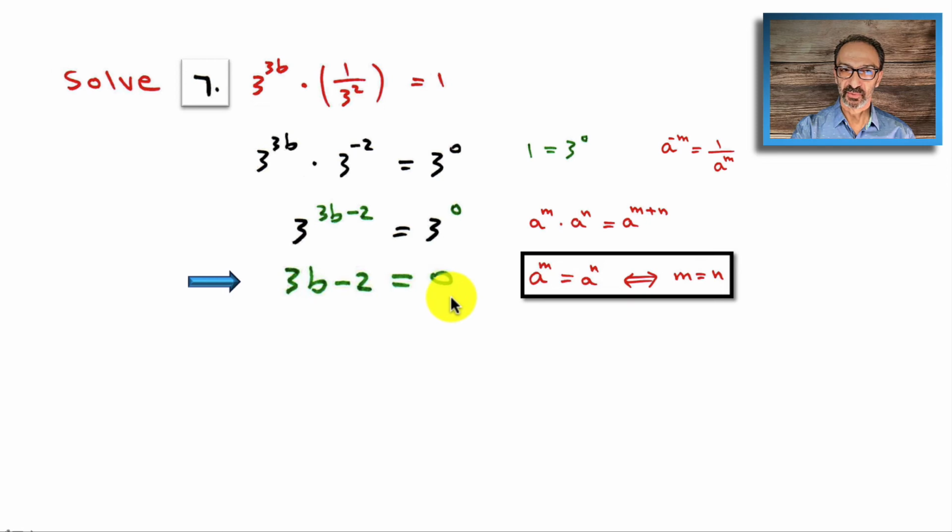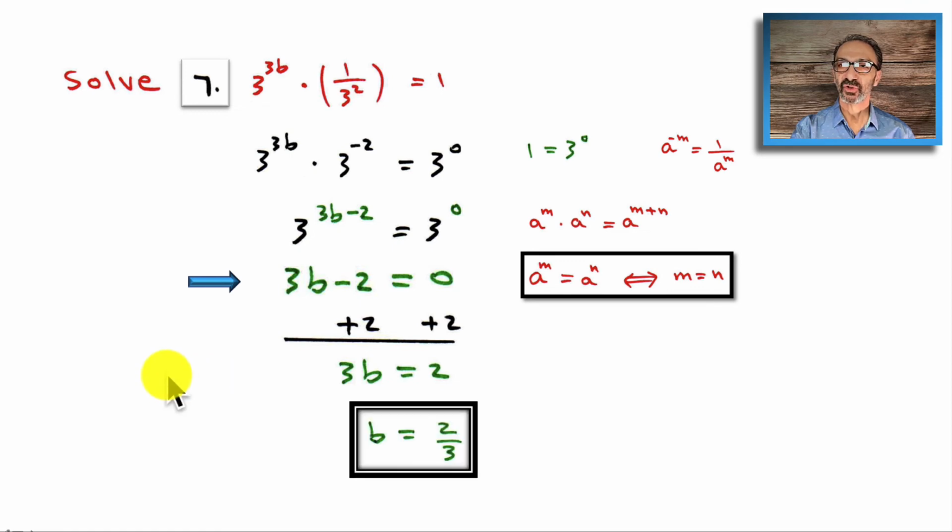We're going to add 2 to both sides, then divide by 3. So let's add 2. 3b equals 2. Divide by 3, and end up with 2/3. 3 more examples.